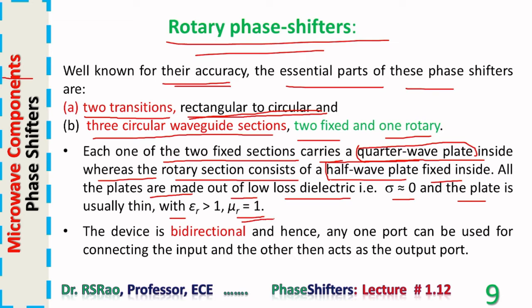Mu r 1 means it is non-magnetic. The device is bidirectional, and hence any one port can be used for connecting the input, and the other then acts as the output port. It is a two-port device. Any one can be used as input port, other port then becomes output port.